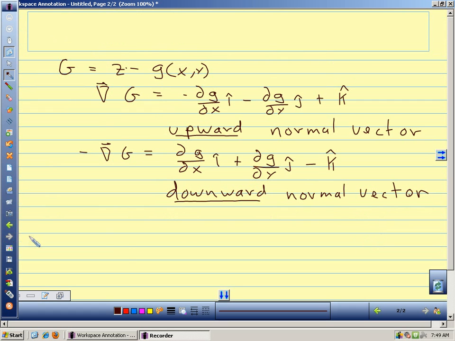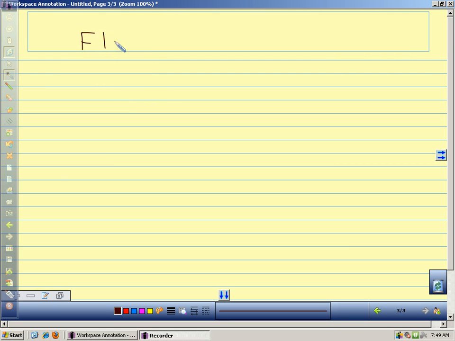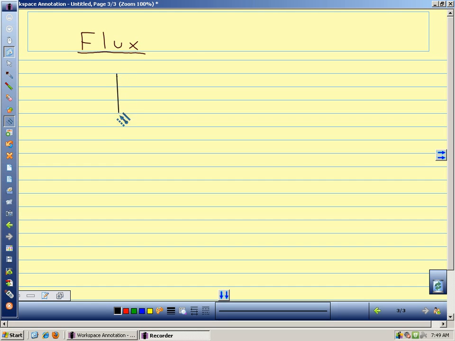All right, so now we need to talk about flux. We've talked about an oriented surface, orientable surface, and how we find our normal vectors. So now we want to talk about what we mean by flux. Flux is one of the big applications of surface integrals. It comes up in physical applications a lot. Electric fields, fluid dynamics. You talk about flux a lot.